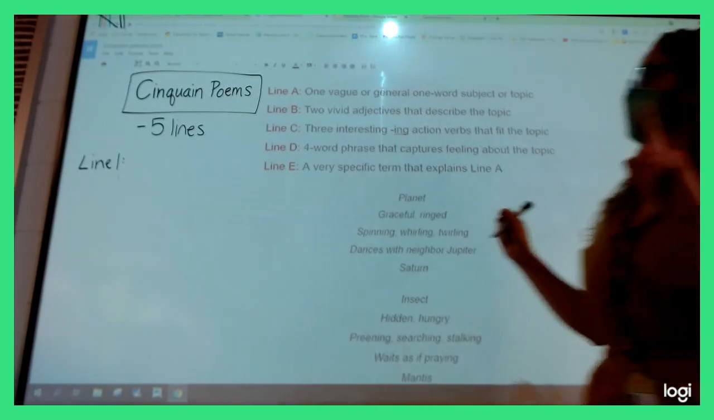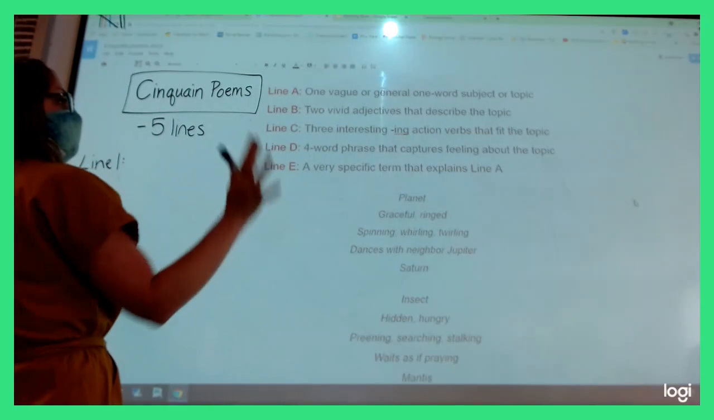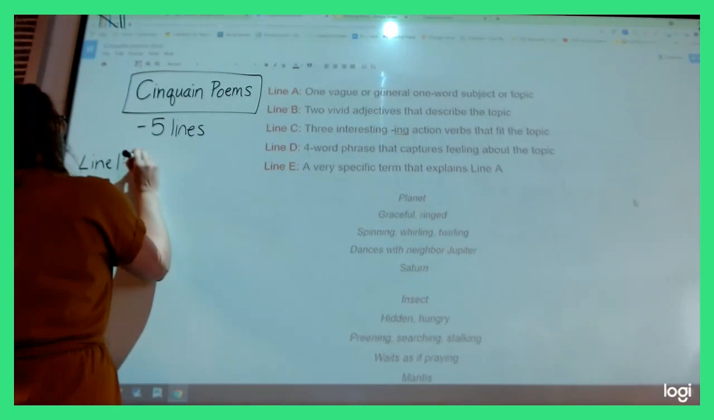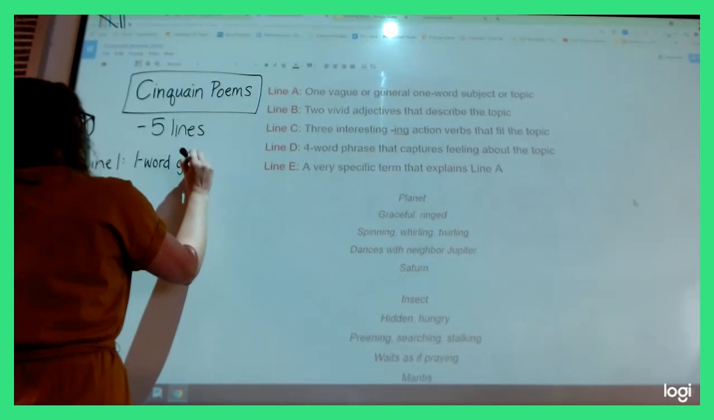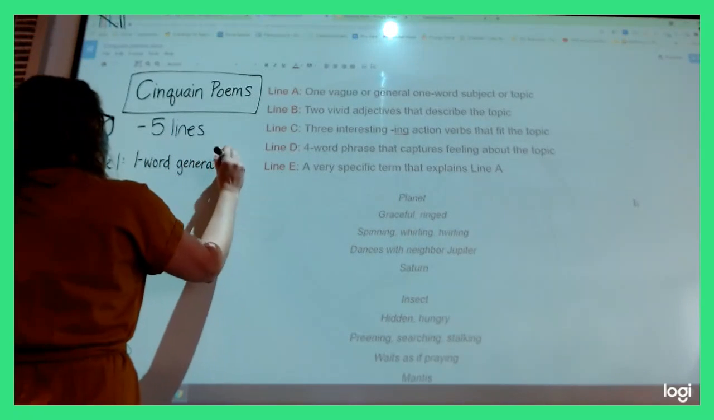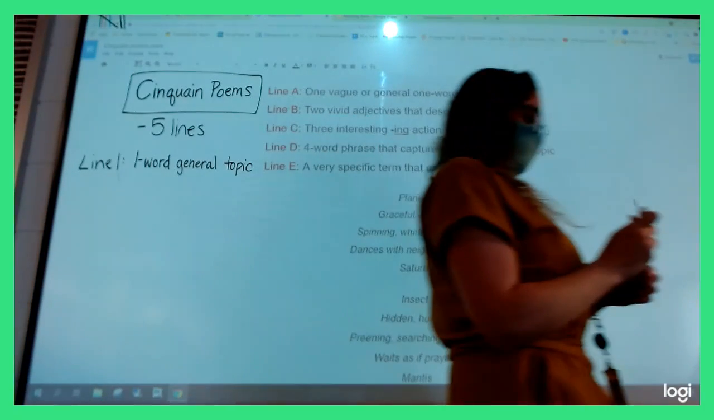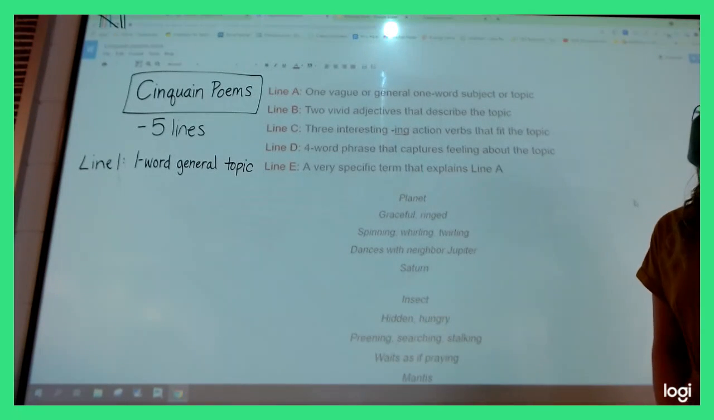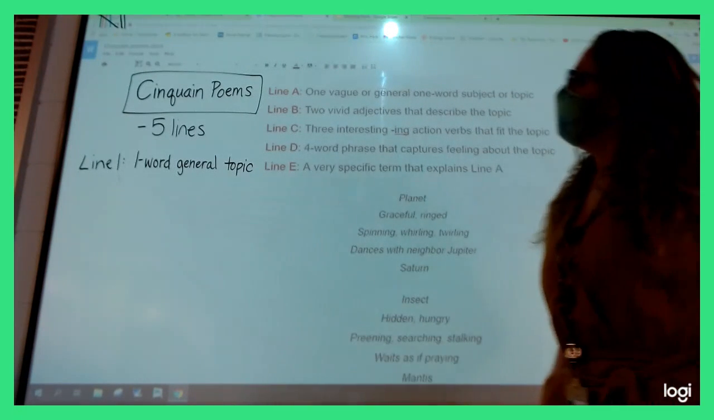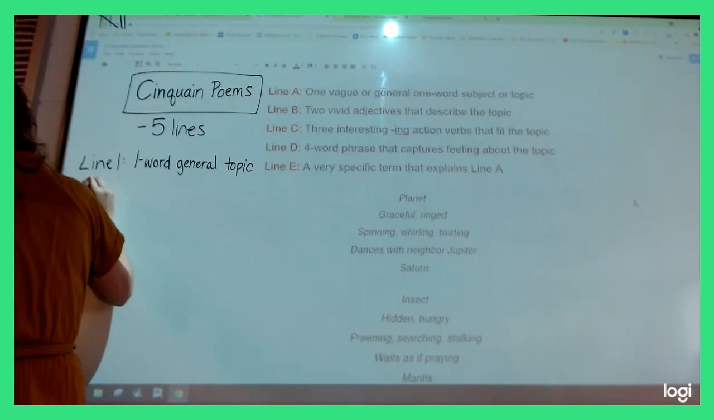Okay? So let's write our note real quick. Line 1, it's going to be one general word topic. So a one-word general topic. So we don't want to be too specific there. So that's line 1. All right, well, if you get that done, you can go ahead and start setting up line 2.